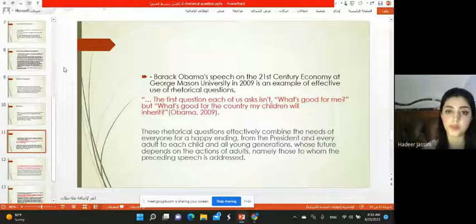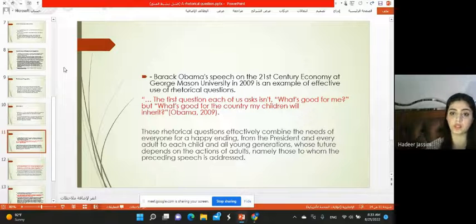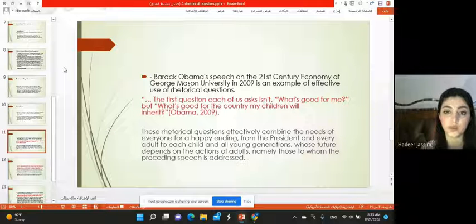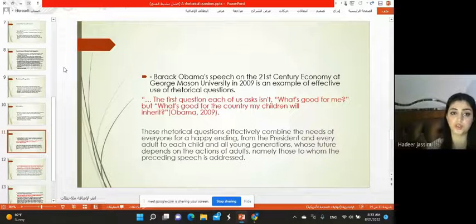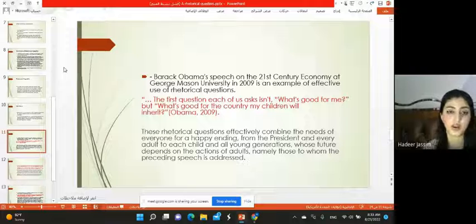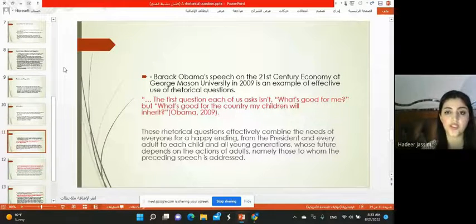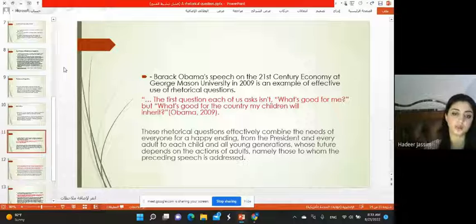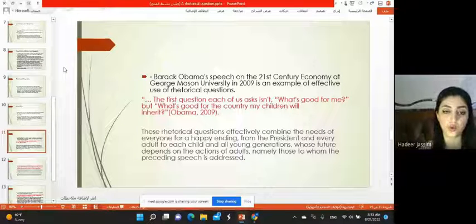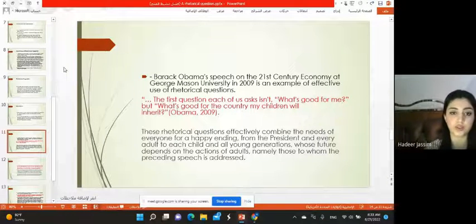Barack Obama's speech on the 21st century economy at George Mason University in 2009 is an example of effective use of rhetorical questions. He said to the audience, "The first question each of us ask isn't what's good for me, but what's good for the country my children will inherit." That was the speech of Obama in 2009. He gave a rhetorical question without an answer.